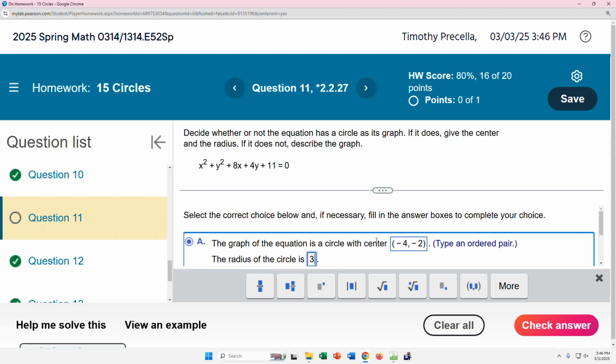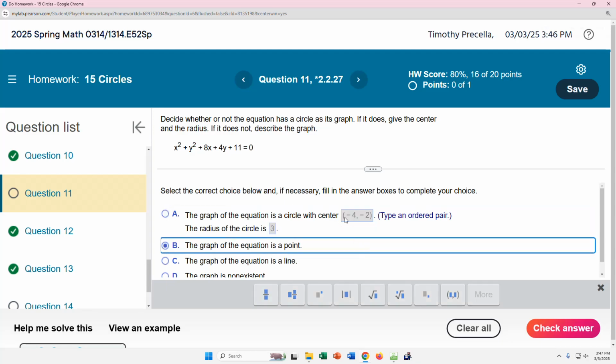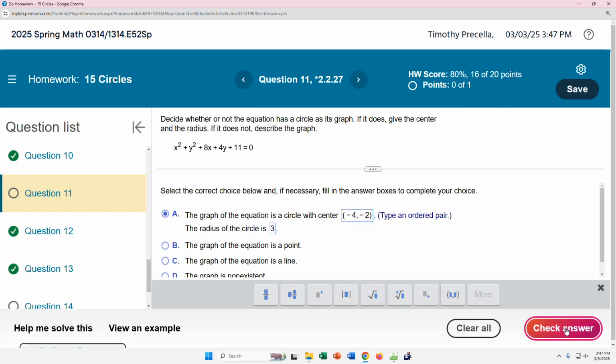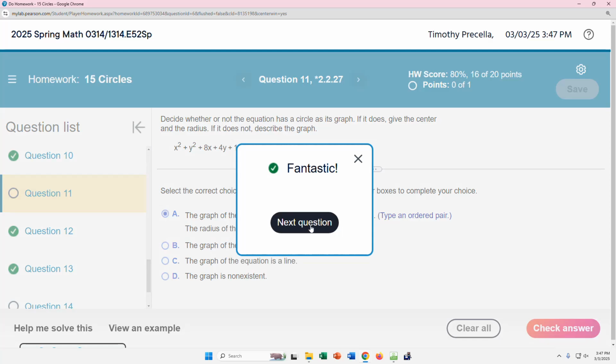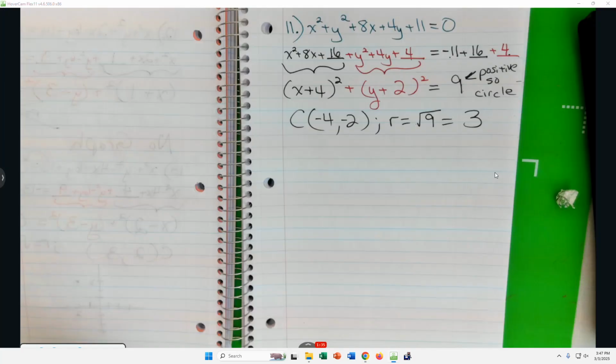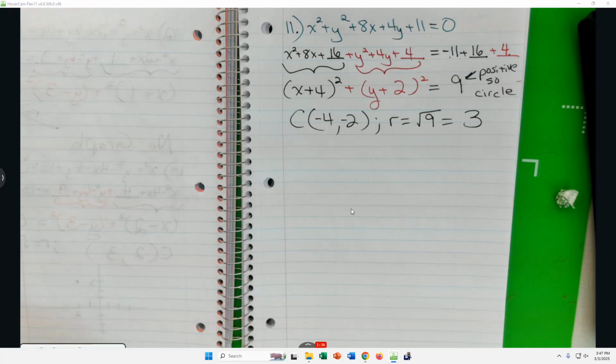Let me see if I can make this a little smaller. Okay. So you choose option A, you enter the center of the circle, you enter the radius, check answer, and there. Well, it was sort of a long one. 14 and 15, what are they? Probably quadratic formula, some sort of cut point. Oh, cut point. They love those cut points, don't they?